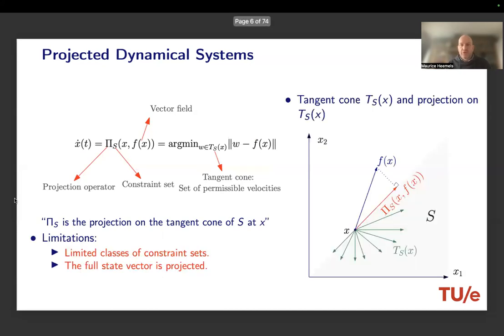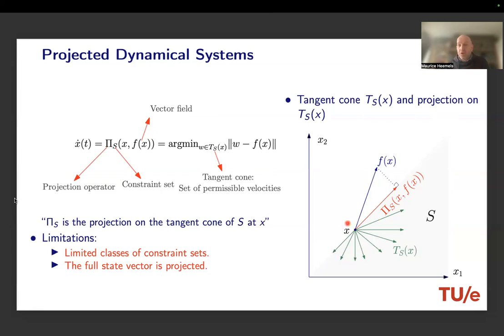Right, so to make this a little bit more graphical, what do we have here? Suppose we have here the state space, let's say two-dimensional in this case. S is the constraint set, the gray area. And if you are in a certain point x, here at the boundary, then the tangent cone basically indicates all the admissible directions, so that's the red one and all the green ones and everything in between, that are directions or velocities that keep us inside S. Right, so in principle at all times, we would like to have a velocity that is in the tangent cone of S at the current state.